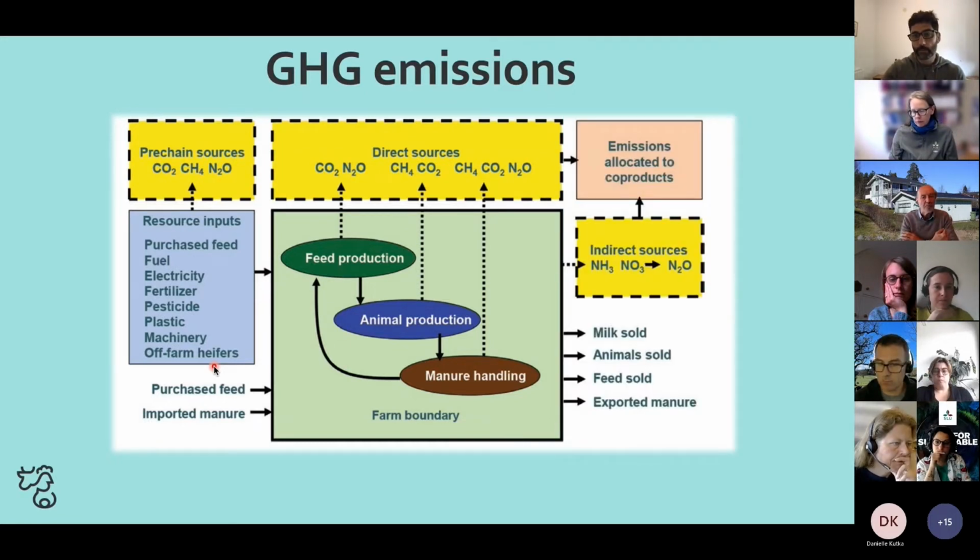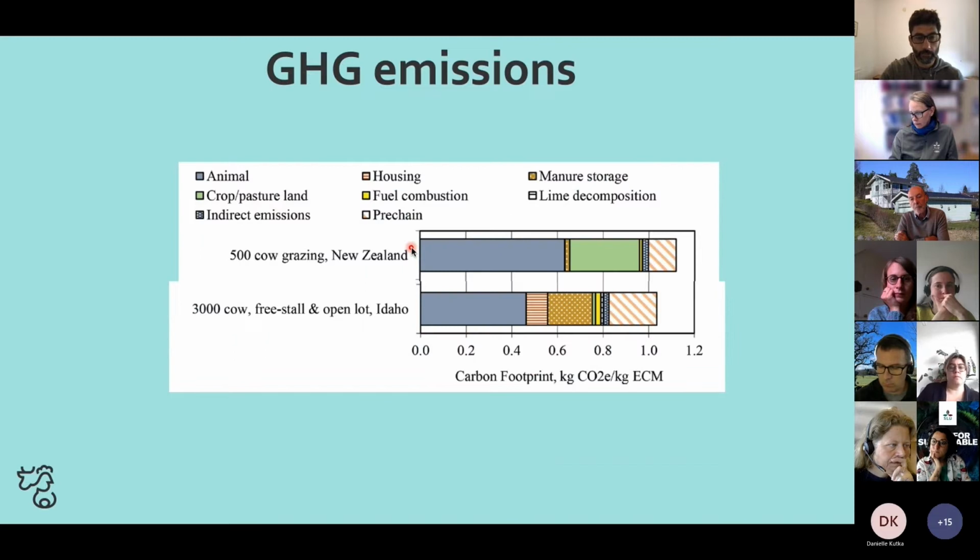And then the indirect sources occurring post-farm. So the whole cycle has to be fully considered, and that makes the whole analysis quite complex. Today we're going to just use a couple of examples from pre-chain sources and direct sources on the farm, just to illustrate the development of emission factors.